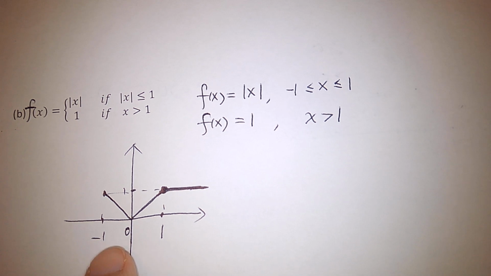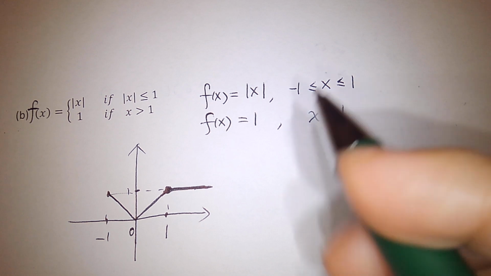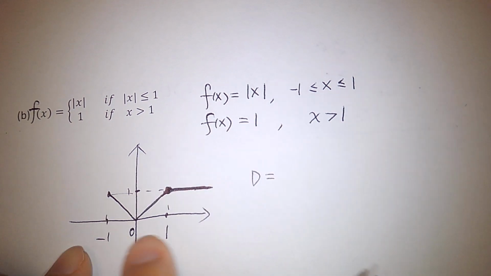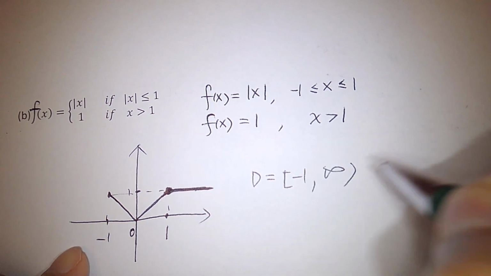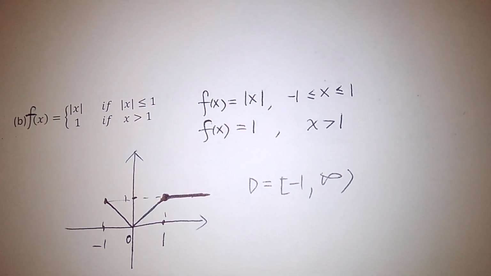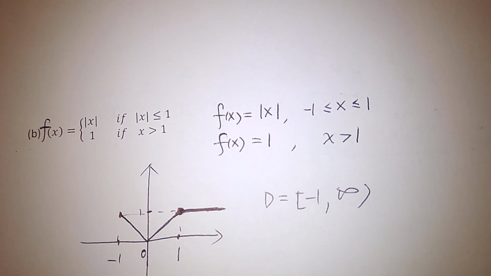So, what is the domain and range? What is the domain? It's just asking for the domain. What is the domain for this function? In the x direction, x varies between what? From where to where? Negative 1 to infinity. Yes. Domain is from negative 1 to infinity. Very good.